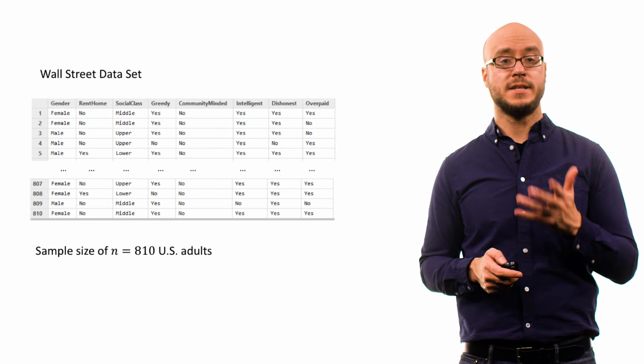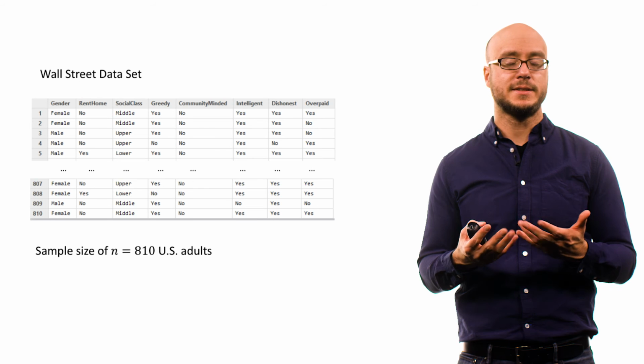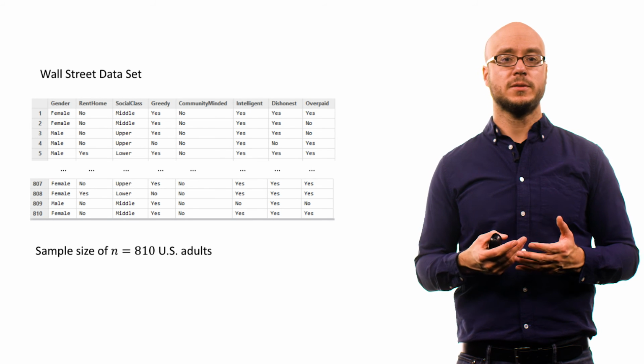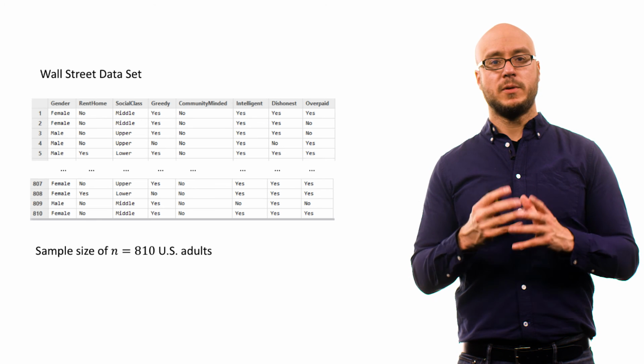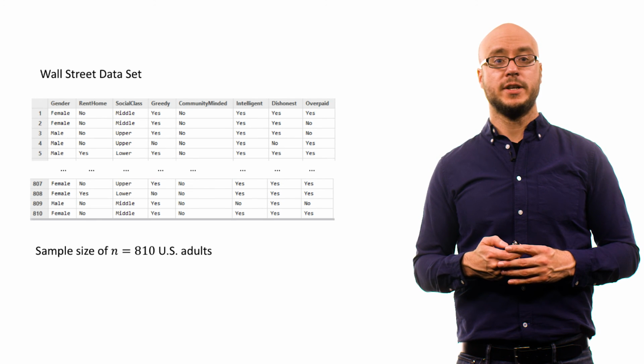Now this is a real set of data. This is a set of data of US adults. We can see it's a random sample of 810 people. And we have all these questions about what Americans think of Wall Street executives.